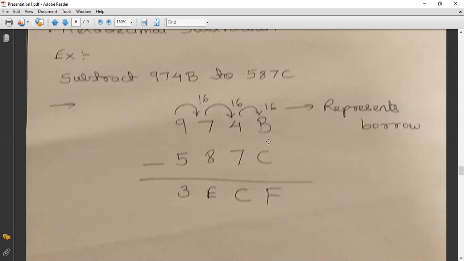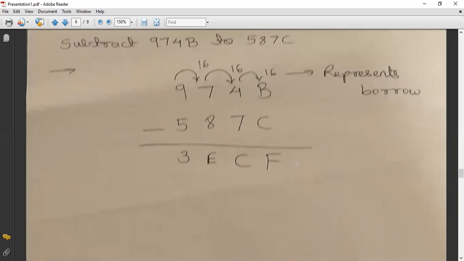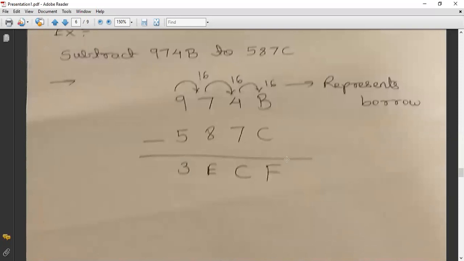So in this case what are we going to do? We are going to borrow one number from the next number. Okay, so by borrowing 16, what will be the value here now? Okay, so 16 plus 11. 16 plus 11 is what? 27. Okay, now 27 minus 12. So 27 minus 12 will be what? That will be 15. Okay, 15 means what? F.